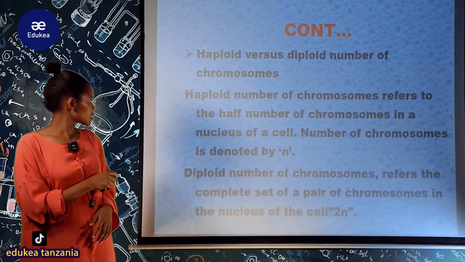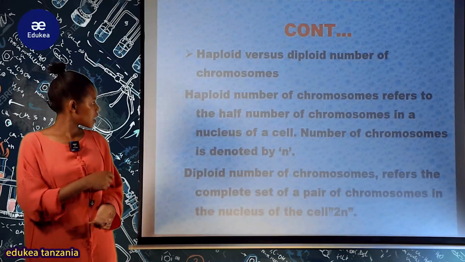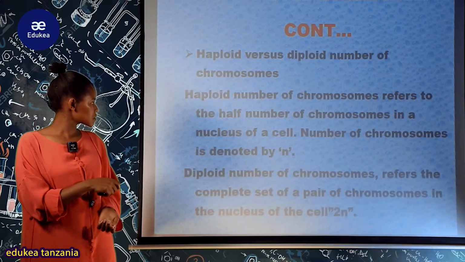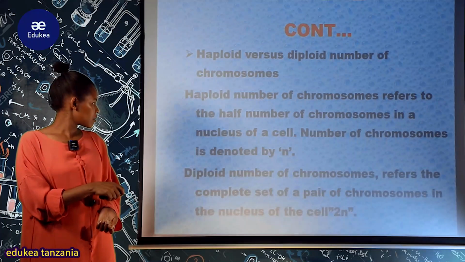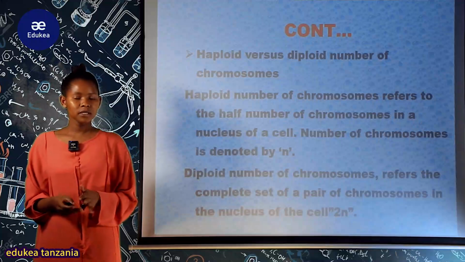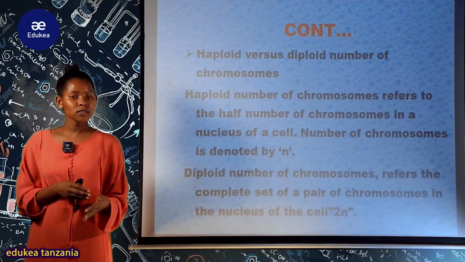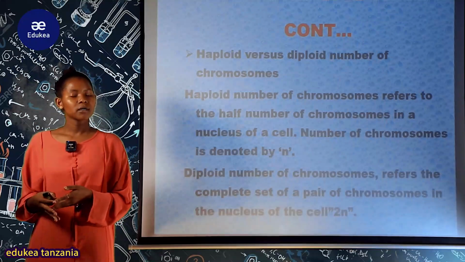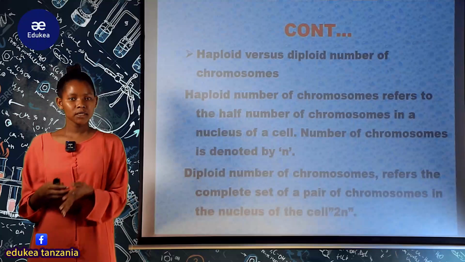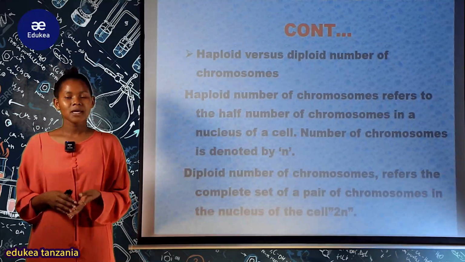Also, another term we can see is haploid vis-a-vis diploid number of chromosomes. Haploid number of chromosomes refers to half the number of chromosomes in the nucleus of a cell. The number of chromosomes is denoted by N. When we talk about haploid and diploid, we are talking about the reproductive number of chromosomes, as it varies depending on whether we are looking at somatic or reproductive cells.